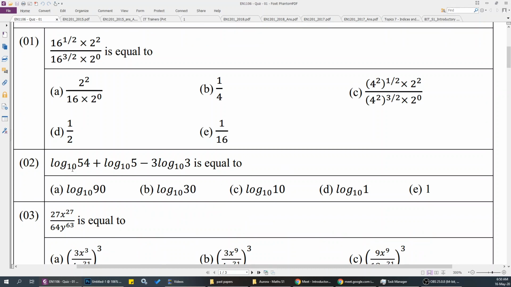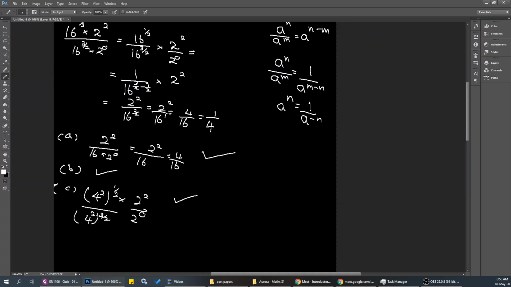Okay, and now moving on to question 2, we have log of 54 to the base 10 plus log of 5 to the base 10 minus log of 3 to the base 10, and it is multiplied by 3 at the front and is equal to, we have to find an answer for this one and see if we can find a value here. So I'm going to write it and see what we can do.